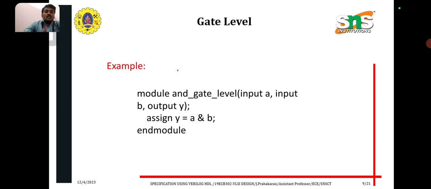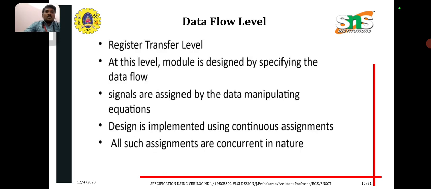Next, we will see data flow modeling. It is a level of abstraction that describes the flow of data in digital circuits. In this style of modeling, you express how the output of your digital circuit depends on the input using continuous assignment. Continuous assignments describe the relation between signals in terms of Boolean equations, making it easy to capture the functional behavior of combinational logic.